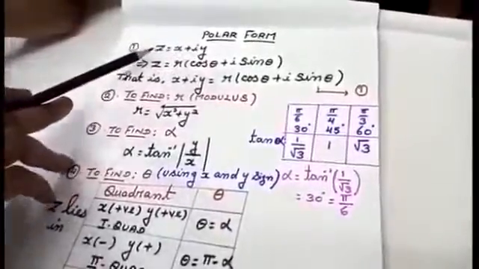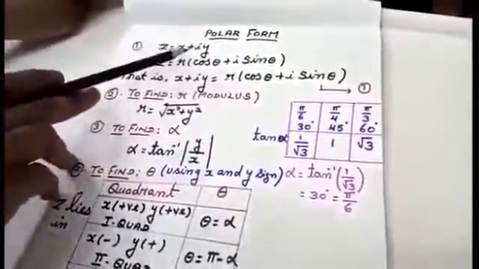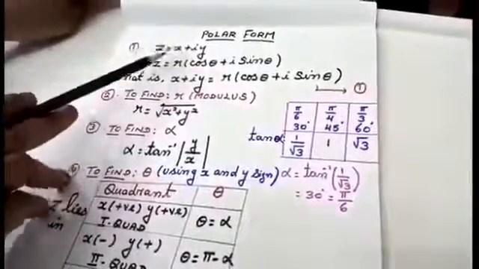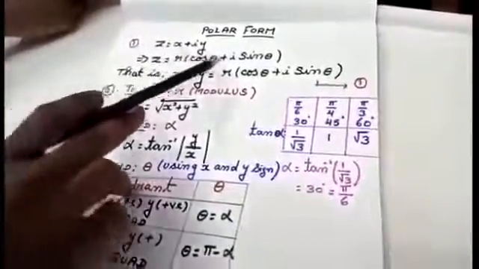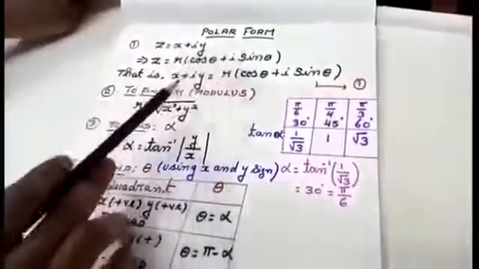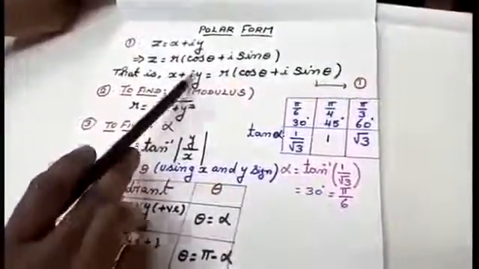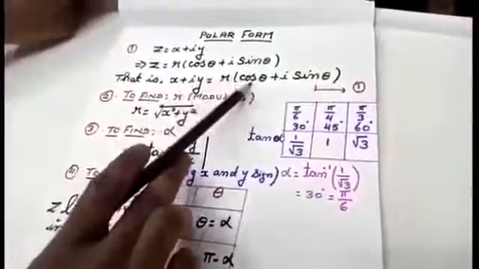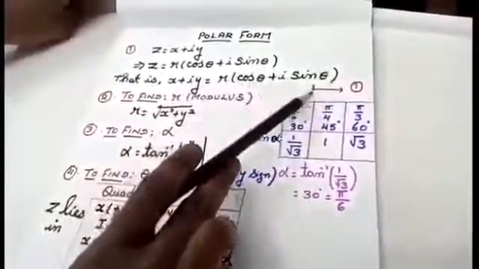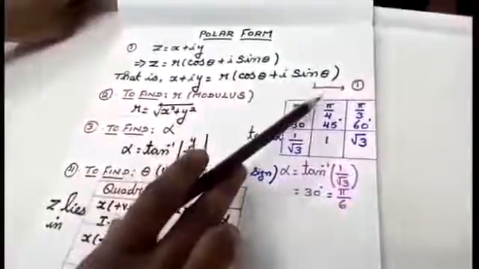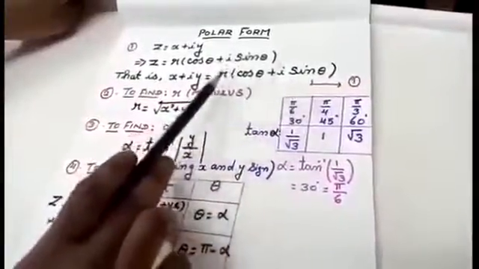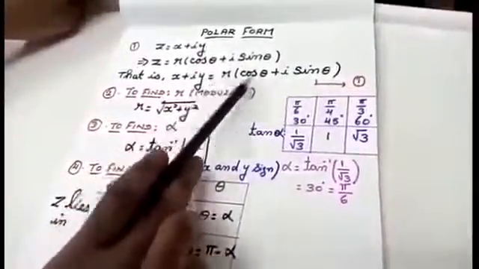This is your question, students. z equal to x plus iy. I am going to write it like this, that is z equal to r cos theta plus i sin theta is nothing but, first I am going to write x plus iy, that is x plus iy equal to r cos theta plus i sin theta. I am going to mark this as equation 1. So what I am going to find here is r and theta.